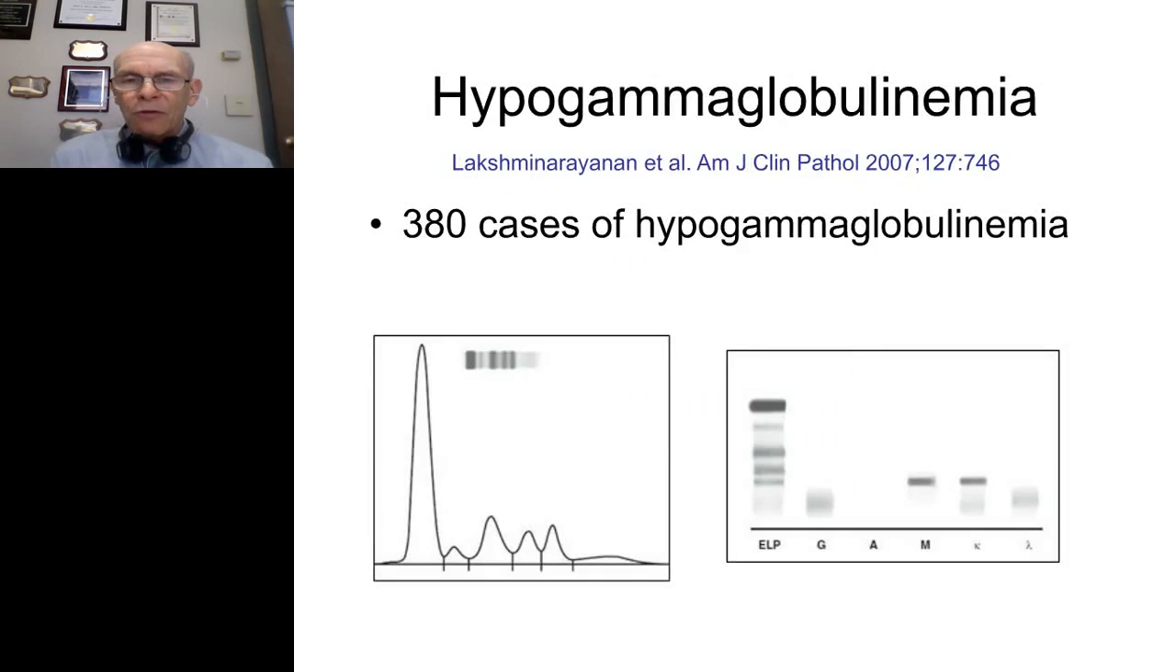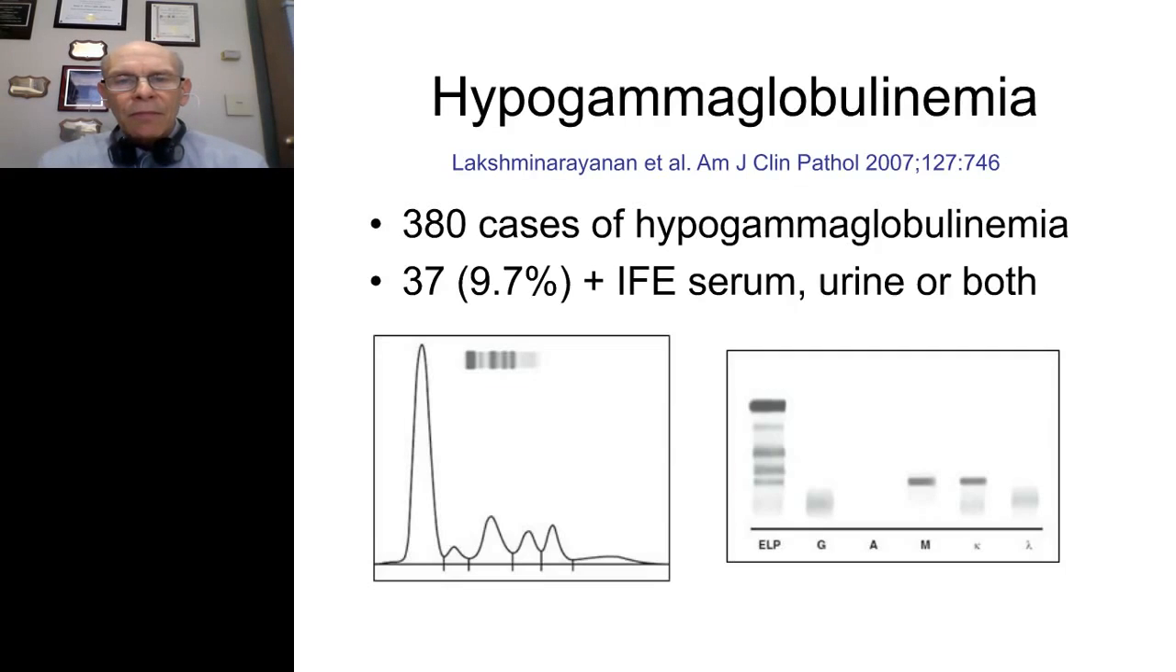Another study was performed on hypogammaglobulinemia, confirming Katzman's findings. This study was performed by Lakshman R.E. Anand and colleagues, and was published in American Journal of Clinical Pathology. Here, they looked at 380 patients who had hypogammaglobulinemia. Of them, they found that almost 10%, very similar to the 12% that Katzman and colleagues quoted, had, by immunofixation, a monoclonal protein that was present either in serum or urine.